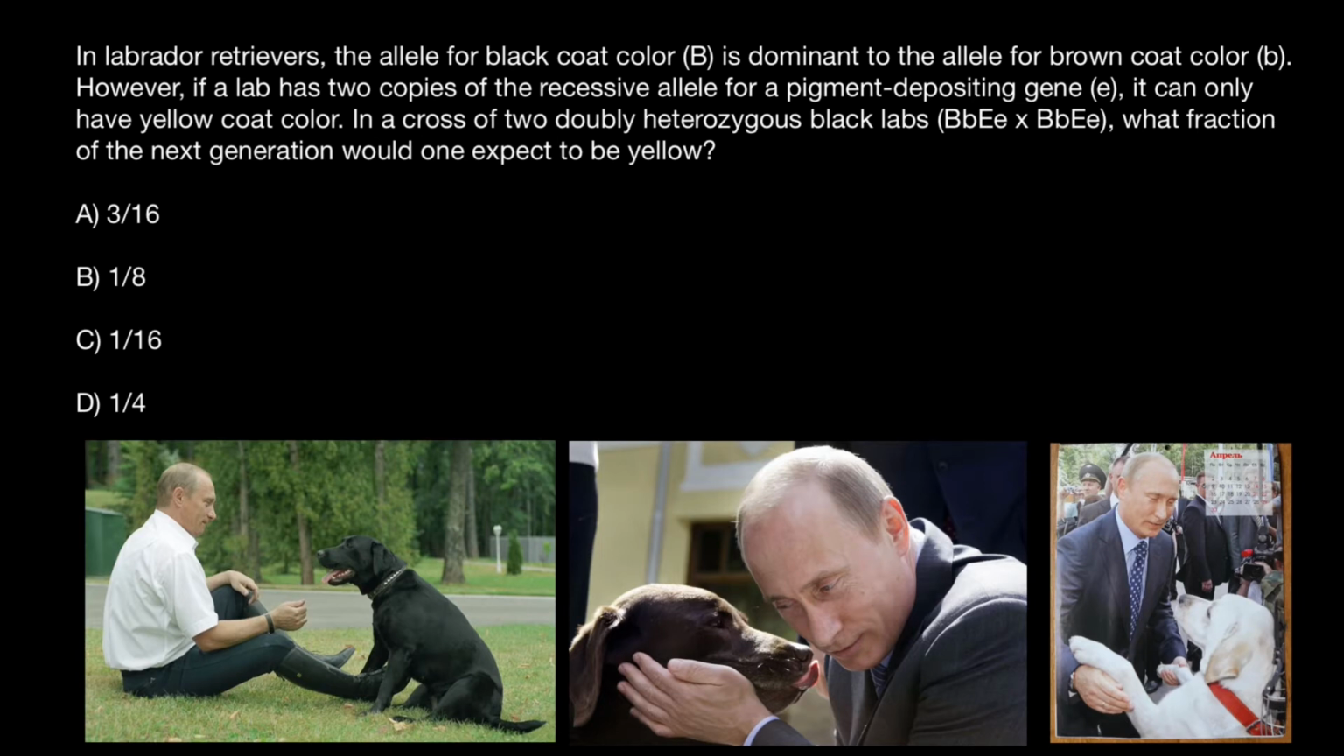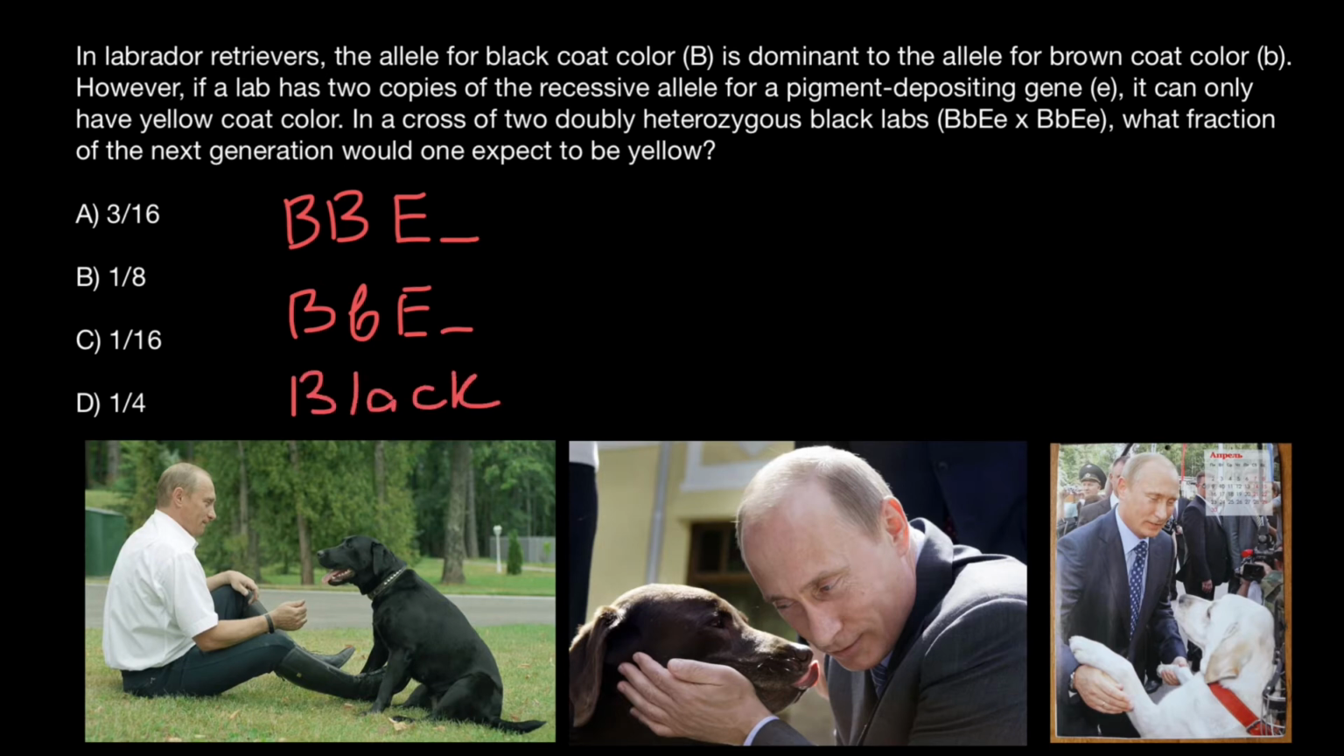Take a look. If a lab has two dominant alleles B and at least one dominant allele for gene E, and we don't care what the other allele is, whether dominant or recessive, the color of the coat is going to be black. Or another variant would be one dominant allele B, one recessive, and at least one dominant allele for the color deposition gene. Then this is going to result in black coat color of the retriever, so black.